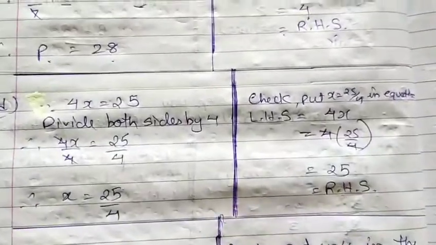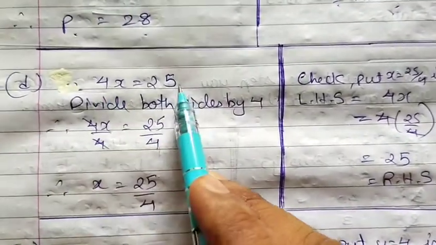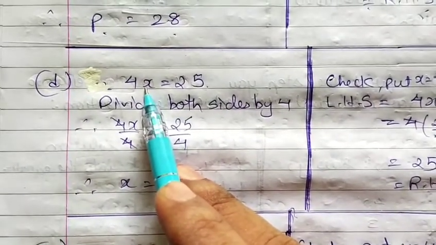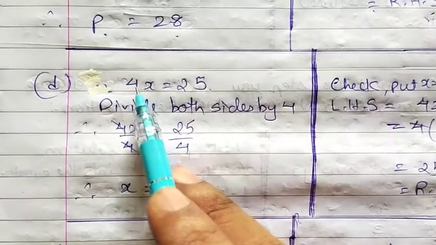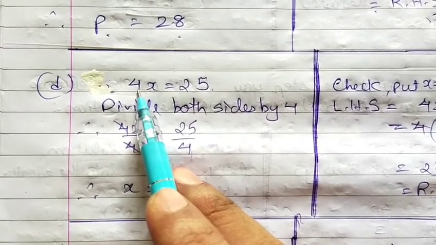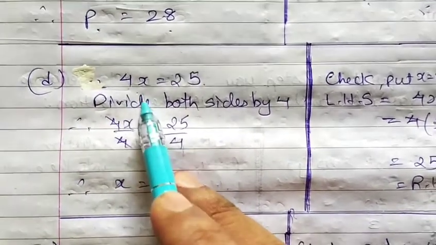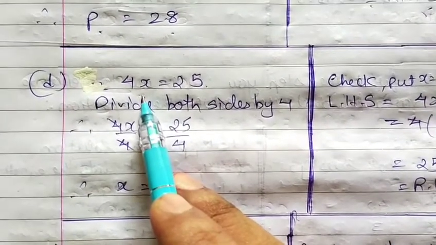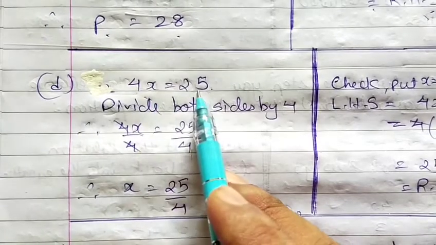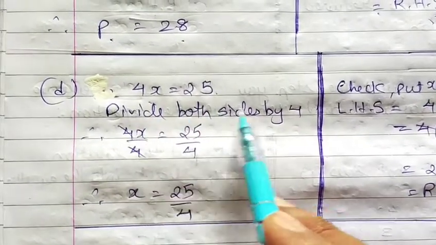Now the next one. 4 times x equals to 25. Now dear student, here it is in multiple form. As I told you, if it is in multiple form, you have to divide the value with the same number. How to eliminate this 4? So we have to divide this 4x by 4. So 4 and 4 will get cancelled. And if I am taking 4 toward my left hand side, the same value I have to take toward my right hand side. Now divide both the side by 4.